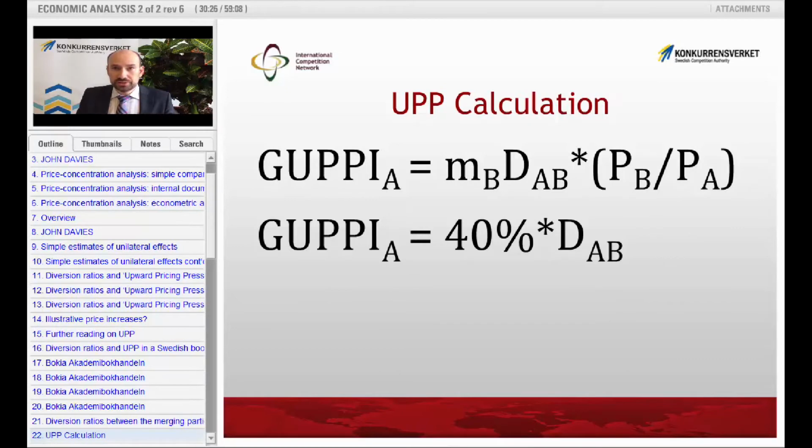Since the focus of our analysis was to assess the effects of the merger in the local markets separately, the margins specific for each outlet were collected. The relevant margins for the calculation of the UPP were the total turnover minus the cost of goods sold. That is, the costs involved in selling an extra copy of a book. The GAPI for A is calculated by multiplying the diversion ratio from A to B with the margin for B and the relative price between B and A. For the purpose of this presentation, we assume equal prices and an equal margin of 40%.